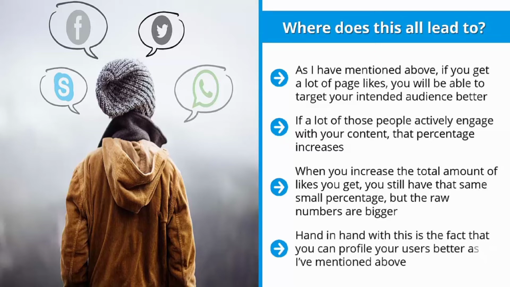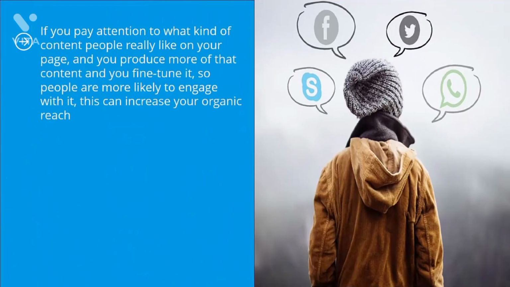Hand in hand with this is the fact that you can profile your users better, as I've mentioned above. This higher level of profiling paired with better content management and targeting on your part can lead to more content visibility. How come? Well, your reach can increase because of higher engagement levels. If you pay attention to what kind of content people really like on your page, and you produce more of that content and you fine-tune it so people are more likely to engage with it, this can increase your organic reach.